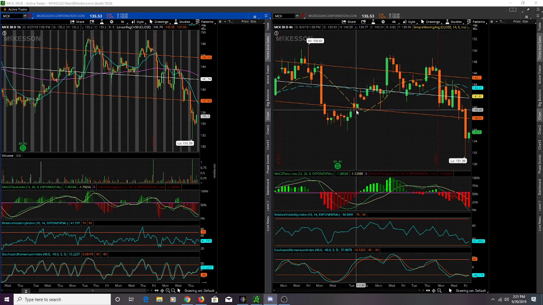The regression channels work best when you're in a choppy sideways market like this, on this chart right here. You can buy at the lower and sell middle to upper.